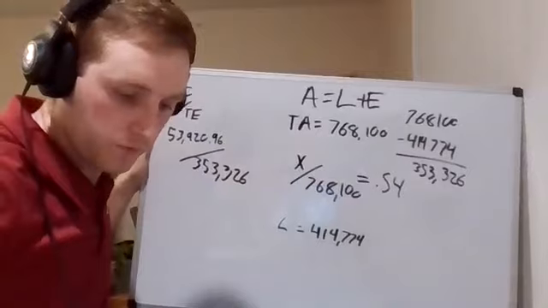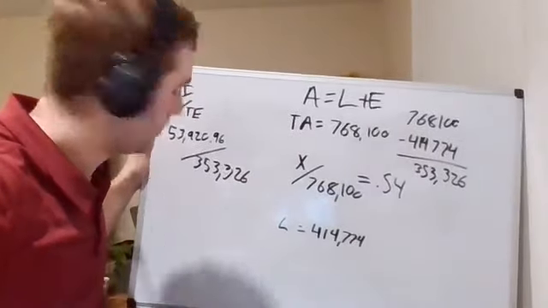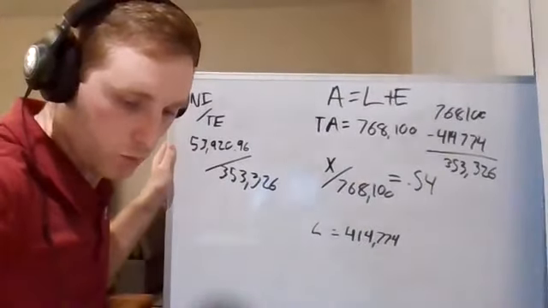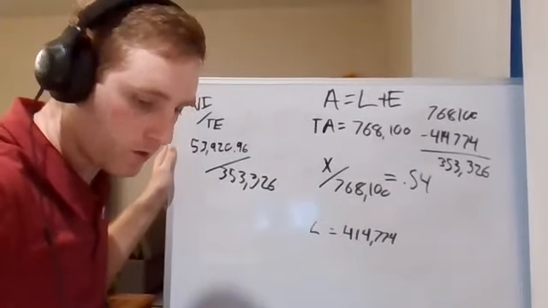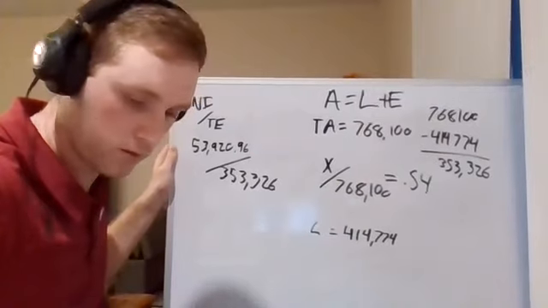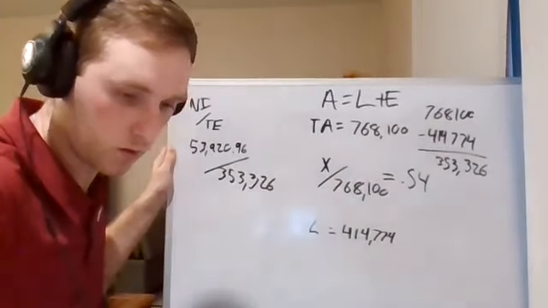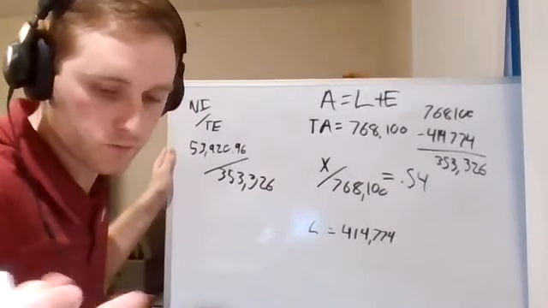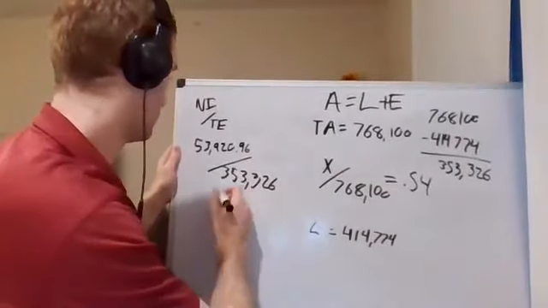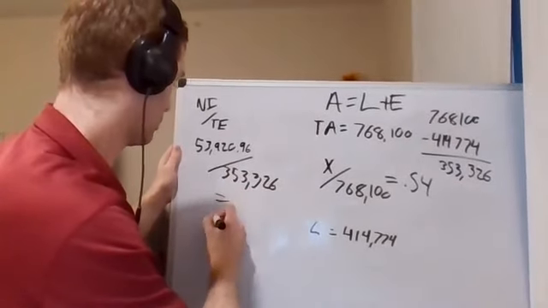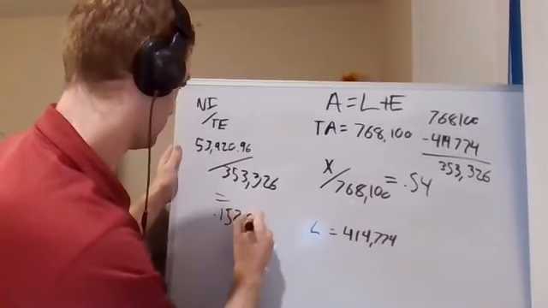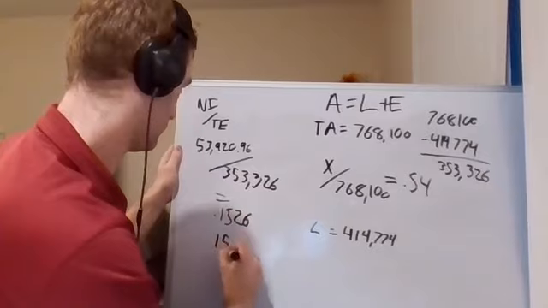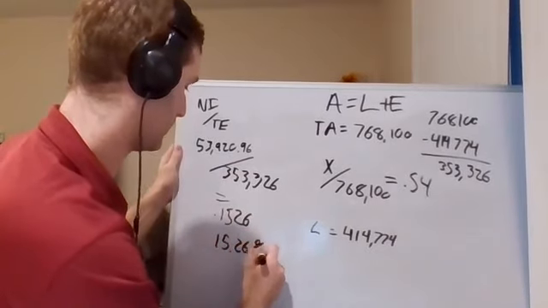So if we do this, 53,920.96 divided by 353,326 equals 0.1526, which is also 15.26%.